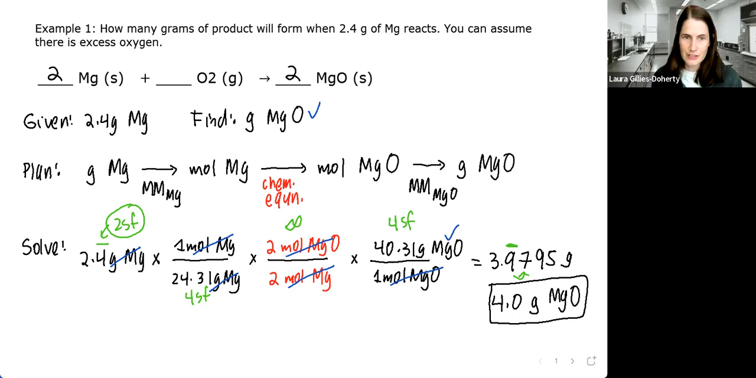Okay, so that's our first example. We started with grams of reactant, and we used our balanced chemical equation and the molar masses to convert from grams of reactant to grams of product. And we assumed that there was more than enough oxygen. We're going to talk about in the next section what to do if we don't know which one of these is going to be what's called limiting, which one of these runs out first. But for this section, we're going to assume that we have more than enough of the other reactant.